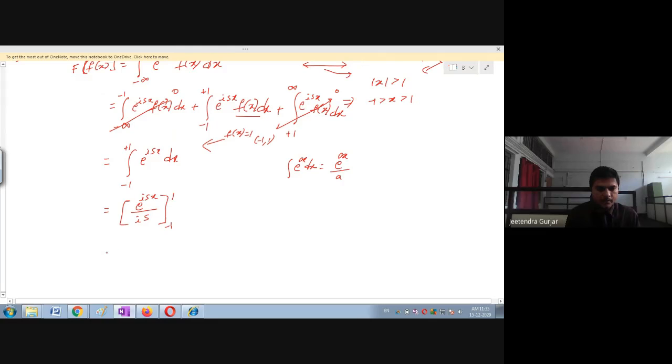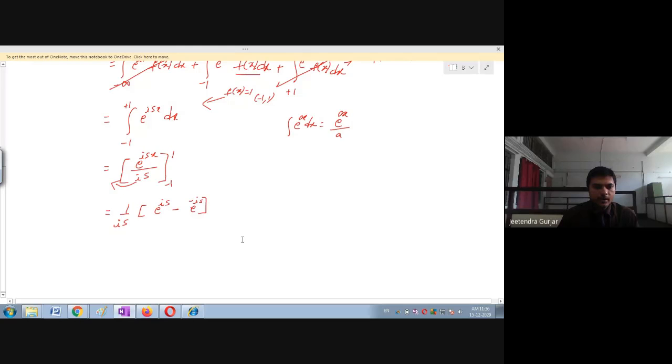Now I will simplify this. This is equal to, you can see here, from first I will take x is equal to 1 and x is equal to minus 1. So I will first substitute, and I will take out is, as it is constant, outside. Am I right? So now I will substitute e raised to is, that is I have substituted x is equal to 1, minus e raised to minus is. So this is what we get as the Fourier transformation.